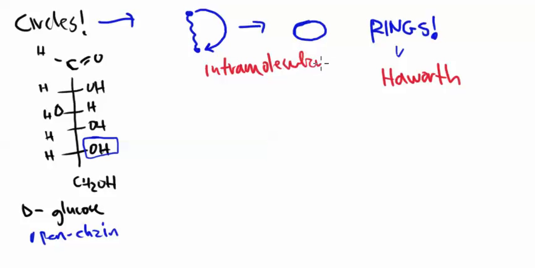Intramolecular, meaning within the molecule itself. There is a reaction within the molecule itself that's making it basically come around and bite its own tail. Okay, well, here's the issue. If you go back to the carbonyls, this is where the problem lies.